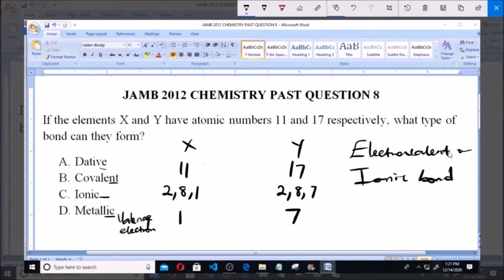Now looking at the periodic table, element X represents sodium, while element Y represents chlorine. And this is a metal and this is a non-metal. So the answer to this question is option C, ionic bond.